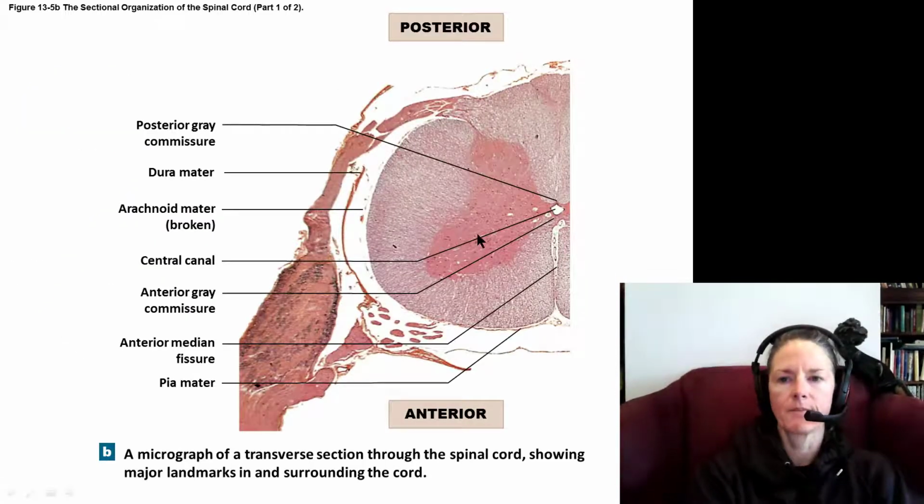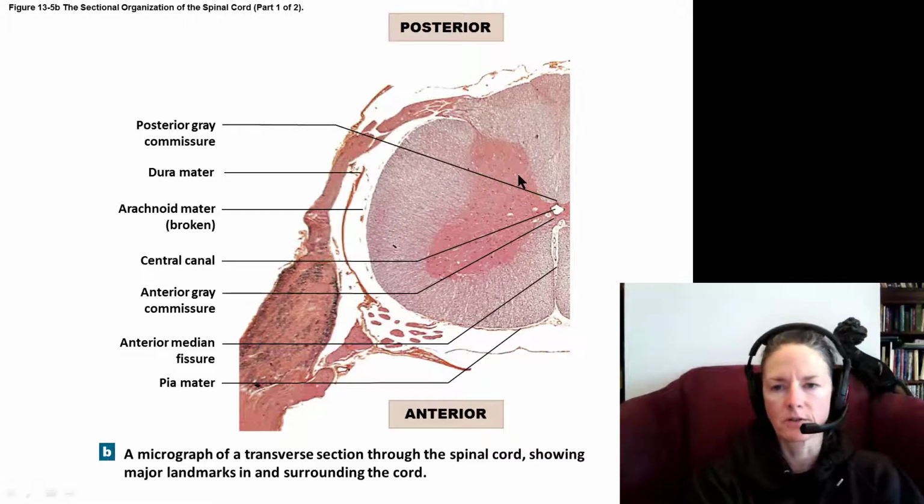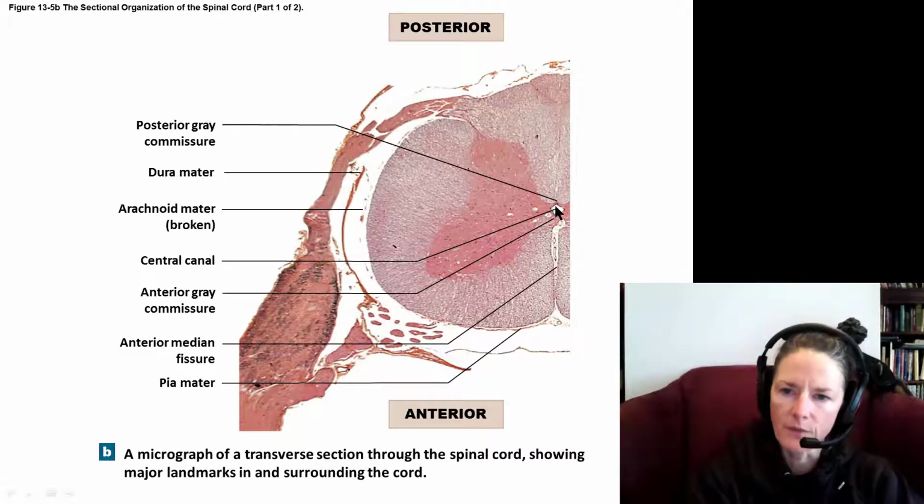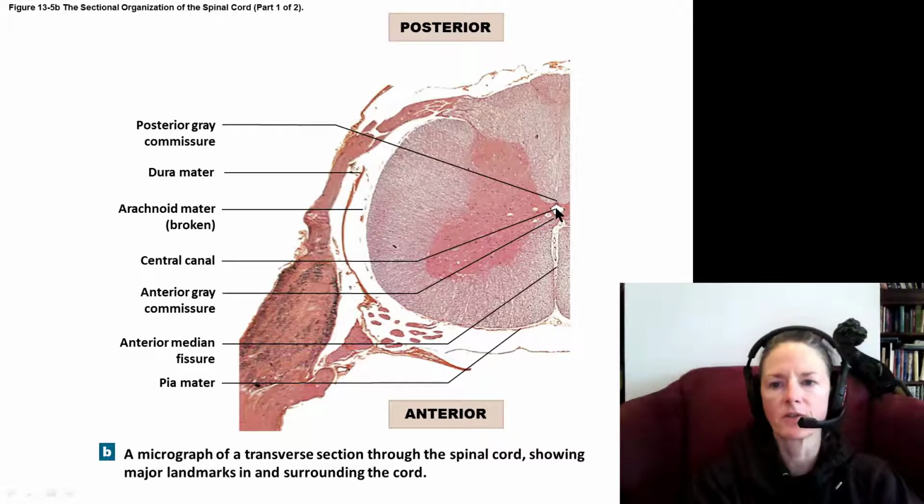Now let's look at a micrograph of this. This is a regular light micrograph, and we can actually see in the gray matter here, we can see neuron cell bodies. These little flecks here are neuron cell bodies, the dark flecks. We can also see the central canal. We can see the anterior gray commissure. That's going to be connecting the two halves of our gray matter across this midline structure here. So we have an anterior gray commissure that passes just in front of the central canal. We're also going to have a posterior gray commissure that passes just behind it.